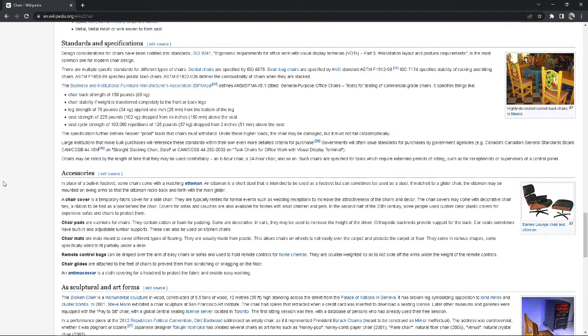Governments will often issue standards for purchase by government agencies, e.g. Canada's Canadian General Standards Board CAN/CGSB 44.15M on straight stacking chair steel, or CAN/CGSB 44.232-2002 on task chairs for office work with visual display terminal. Chairs may be rated by the length of time that they may be used comfortably, an 8-hour chair, a 24-hour chair, and so on. Such chairs are specified for tasks which require extended periods of sitting, such as for receptionists or supervisors of a control panel.